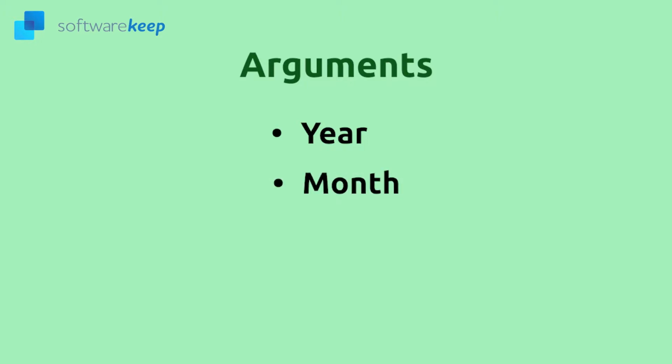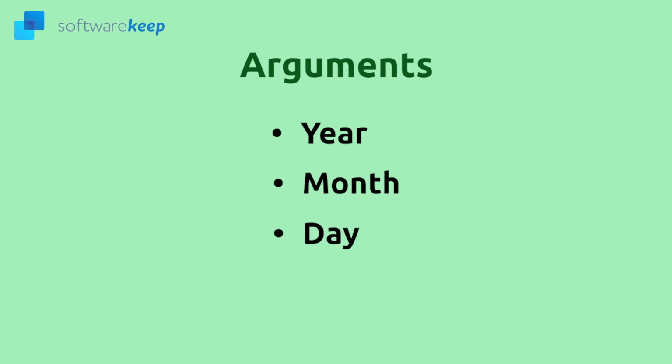Month. Required argument represents the month of the year from 1 to 12, January to December. Can be a positive or a negative integer. If the argument exceeds 12, Excel will add the number of months to the first month of the year. If the argument is less than or equal to 0, Excel subtracts the absolute value of month plus 1 from the first month of the year.